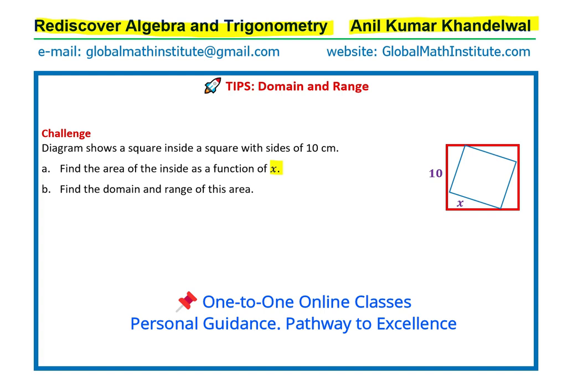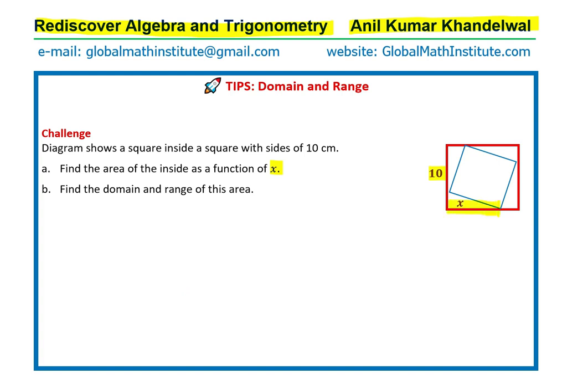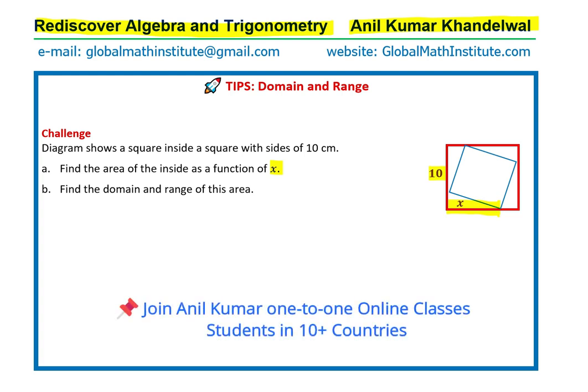Each side of the outer square shown in red is 10. The inner blue square is formed where the tip is x units from one side. We need to find the area of the inside square as a function of x.